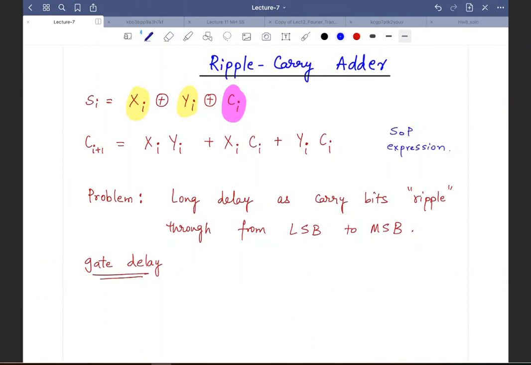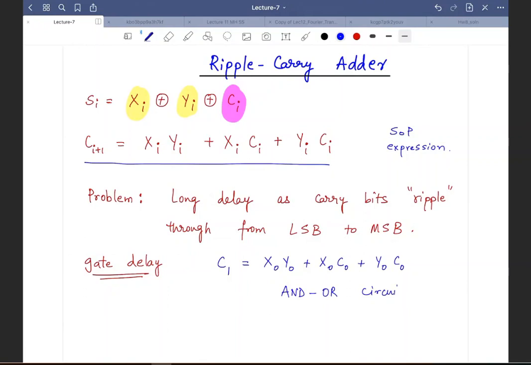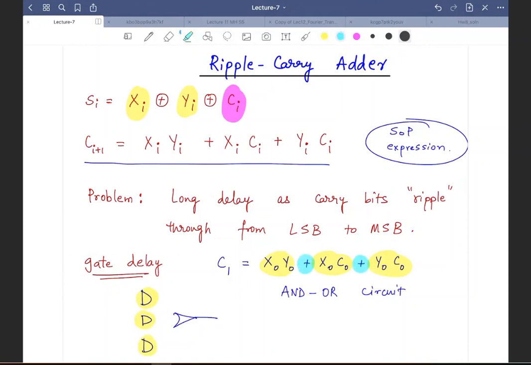What is C1? C1 is X0, Y0, or X0, C0, or Y0, C0, right? I'm just using that expression. So how many gate delays are involved in this? Two gate delays is absolutely right. Why? Because it's an AND-OR circuit, SOP. So first you do AND, 1 AND, 2 AND, 3 AND, followed by 1 OR, right? So you have ANDs and then you have the OR. So there are two levels to this circuit. So there will be two gate delays for this.